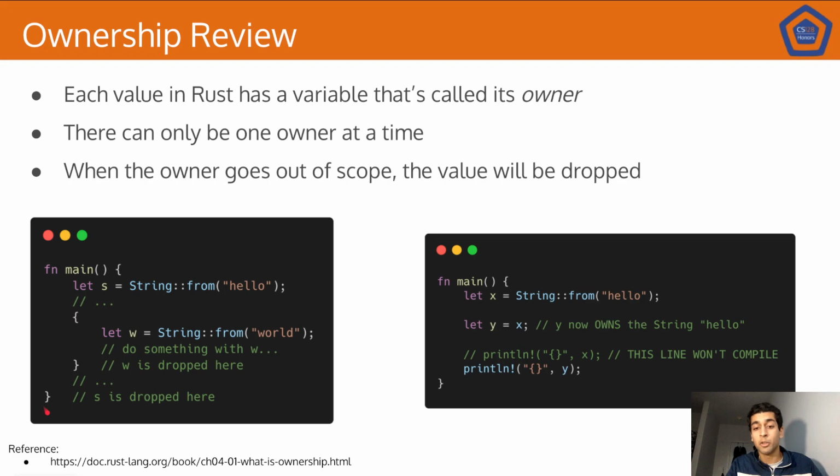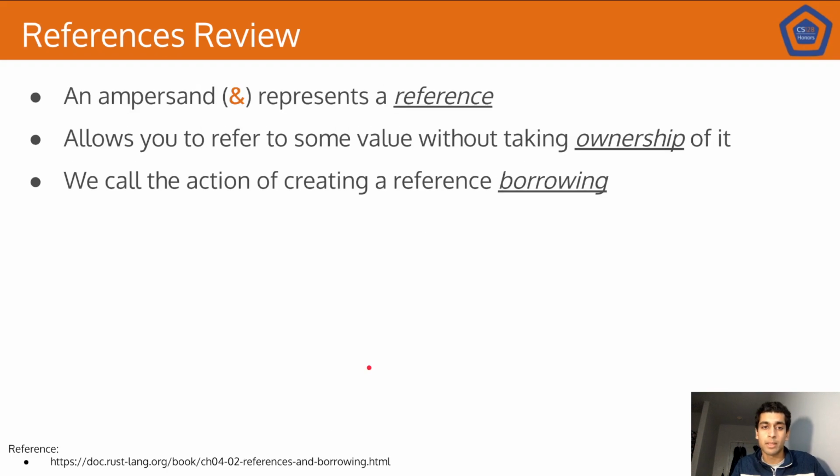Then, again, there can only be one owner, so when you try to reassign a variable, so let y equals x, y will now have ownership over this string data hello. And so you will not be able to print out x, but you can print out y. And then a quick review of references. The ampersand represents a reference type. You can refer to some value, but you're not taking ownership of it. And so the act of creating a reference is called borrowing.